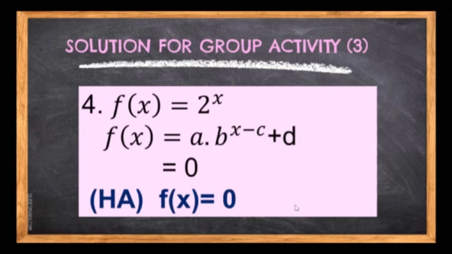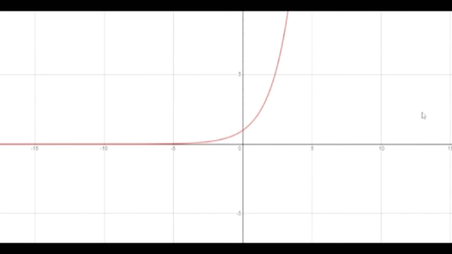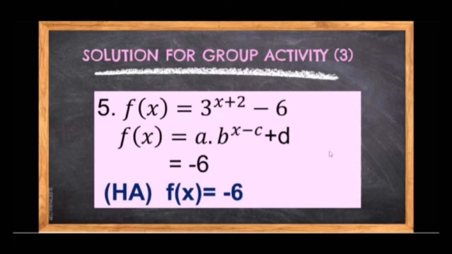Our given in number 4 is f of x is equal to 2 raised to x, where the formula is f of x is equal to a times b raised to x minus c plus d, where d is the horizontal asymptote. As we can see, there is no d. We therefore conclude that the horizontal asymptote in number 4 is 0. The graph for number 4 should be like this, which means that the asymptote is a horizontal line which passes through the y-axis at 0.